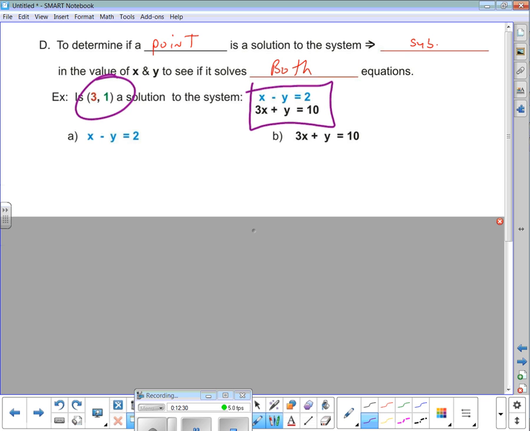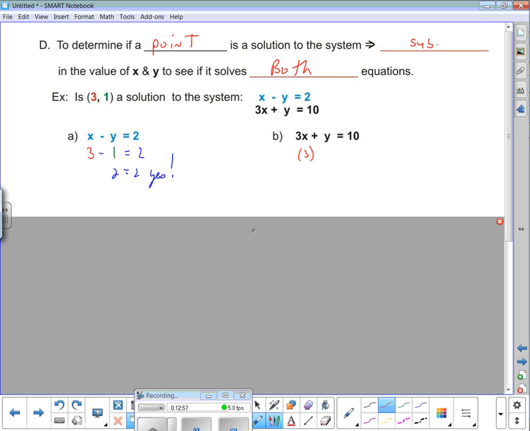So this is what you need to do. You need to lay out both equations and see if it solves both, because it may solve one and not the other. All right, the x is a 3 and the y is a 1, right? Just subbing in here. And we get 2 equals 2, and that's a yes. Okay. So it does solve the blue one. We know that (3, 1) is a point along the blue line. But is it a point along the black line?